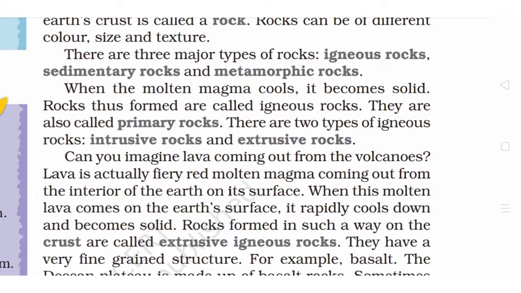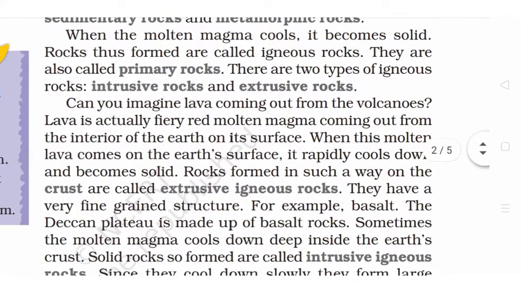They are also called primary rocks. There are two types of igneous rocks, not just one type: intrusive rocks and extrusive rocks. Now we will be studying about intrusive rocks and extrusive rocks. Can you imagine lava coming out from the volcanoes? If we were standing there we might die, but we can see them through internet sources, pictures and many more things.